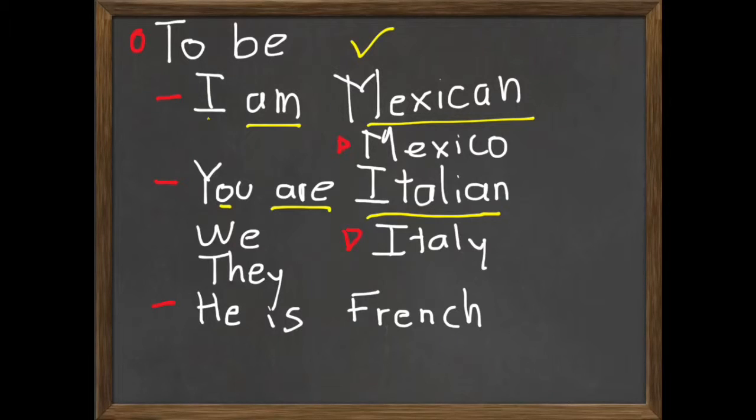Another example, he is French. Is being the he form of the verb to be. We also use is for she and it. He is French. French being the person who comes from France.